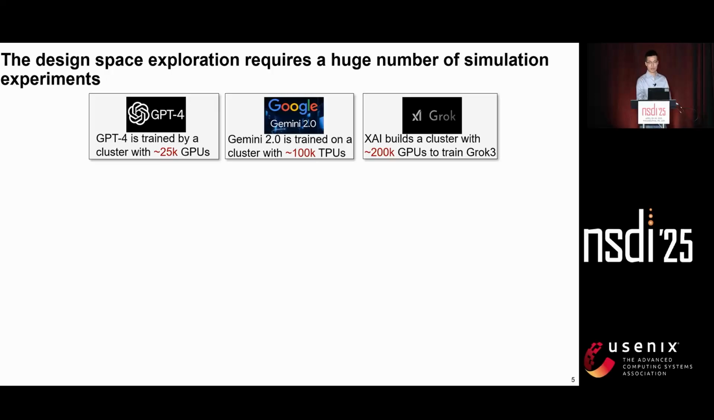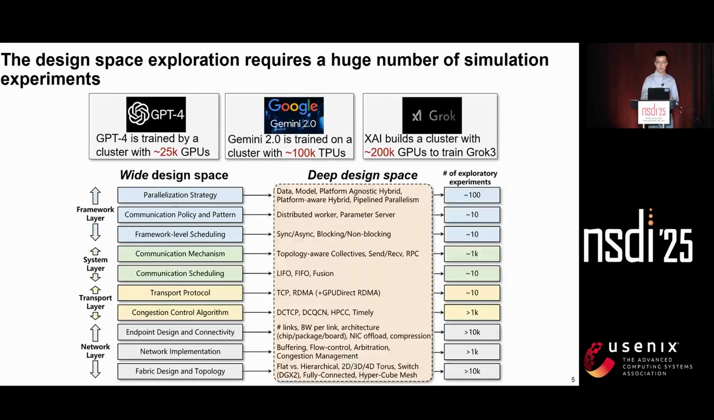Industry leaders are building superclusters with hundreds of thousands of GPUs, creating an extremely wide and deep design space, and the design optimizations at different levels are highly complex and interrelated, which means massive simulation experiments are required to find the optimal configurations. For example, 100 experiments just for parallelism strategies, and up to 10,000 experiments for optimal topology.